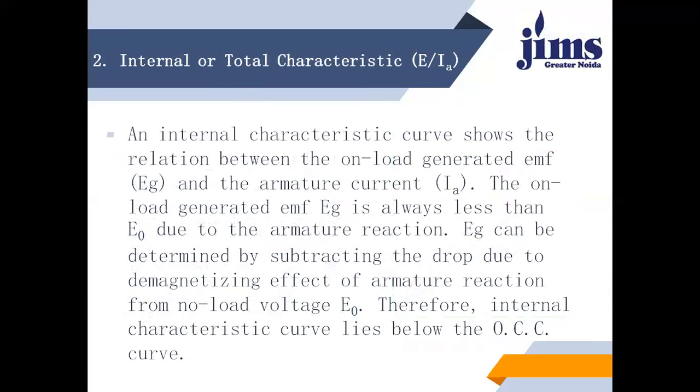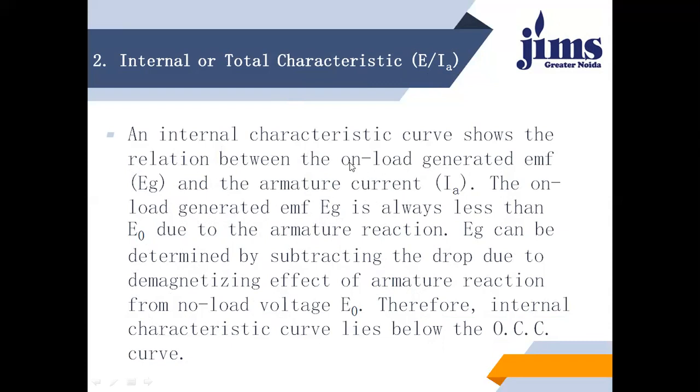While we perform the no load characteristics, it is associated with the EMF versus field current. But whenever we look at the internal or total characteristic, then the EMF versus armature current, meaning the rotor current, is associated here. The internal characteristic shows the relation between the on load generated EMF and the armature current.